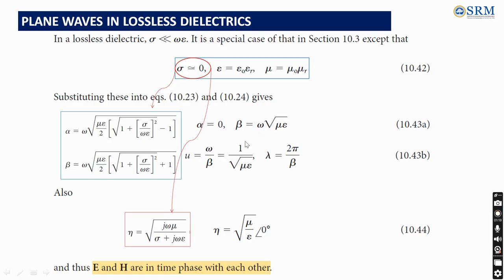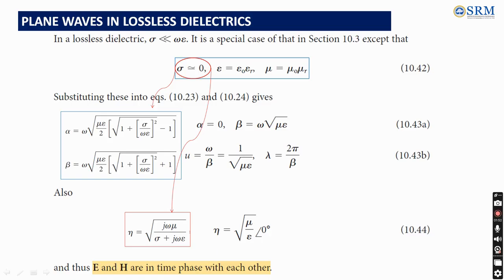It is omega by beta. If we substitute the value of beta, omega gets cancelled. We get 1 by root of mu epsilon. Wavelength is the same, 2 pi by beta. When we go for intrinsic impedance and substitute conductivity as 0, this term vanishes. J omega is cancelled. We get root of mu by epsilon. Angle is 0. That means electric field and magnetic field are in time phase with each other in case of lossless dielectric medium. Okay.